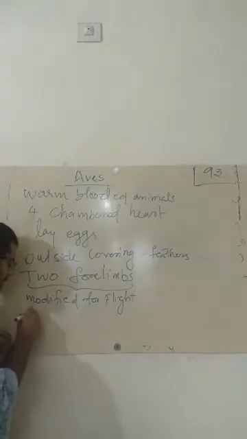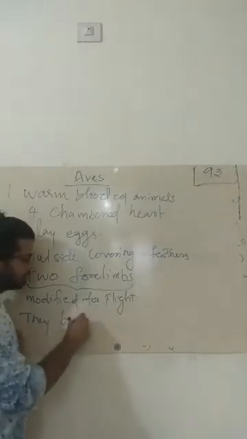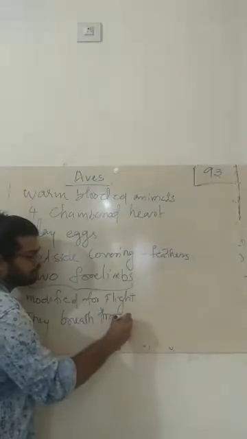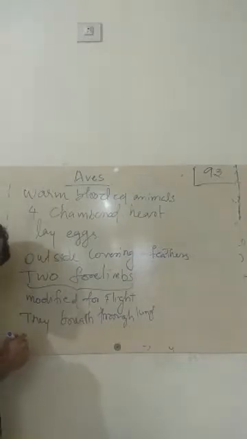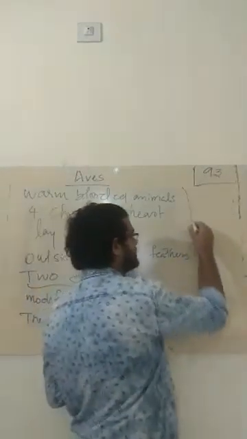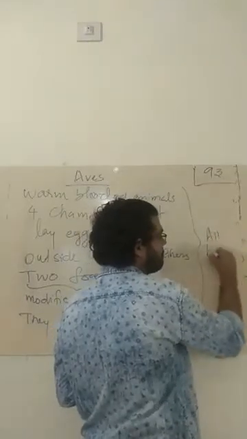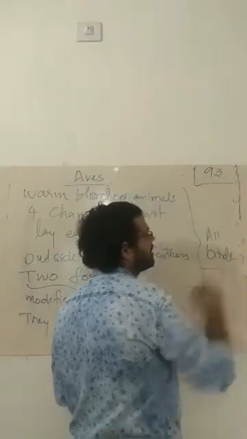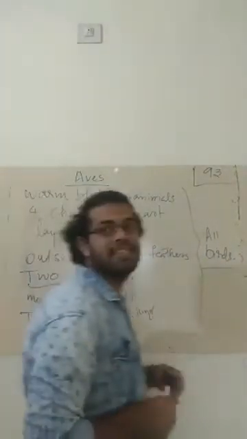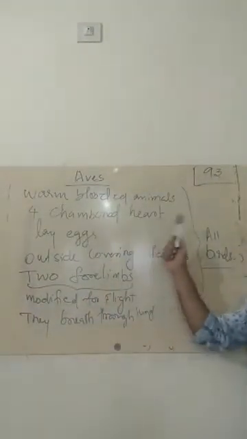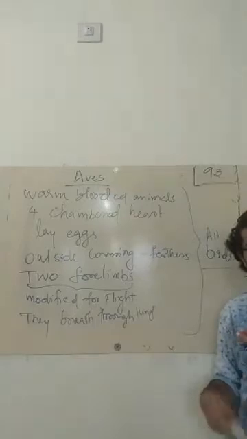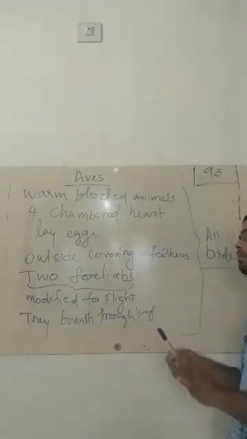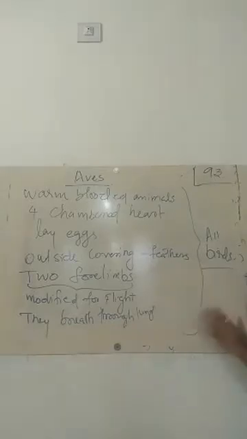Okay, and next, they breathe through lungs. They have lungs, so they breathe through lungs. The main example is all birds. So all birds come to this category. These are warm-blooded animals having a four-chambered heart. They lay eggs. There is an outside covering of feathers and two forelimbs, which are modified for flight, and they breathe through the lungs. And all birds fall in this category.